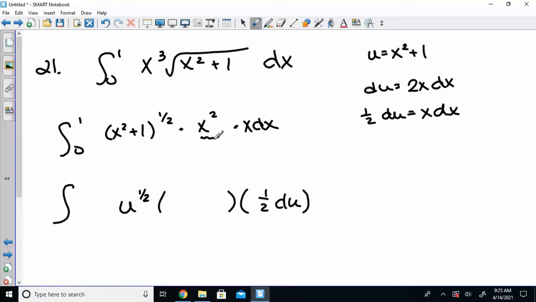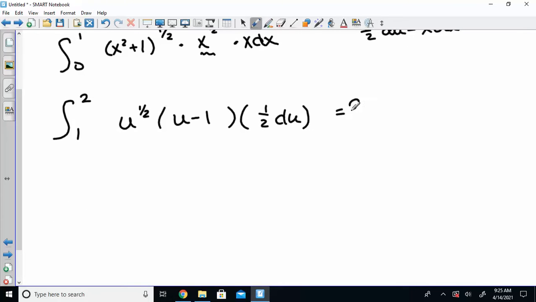What am I going to do about this x squared? Solve for it. That means u minus 1 is equal to x squared. If I change my limits, if I plug in a 0, 0 squared plus 1 is 1. If I plug in a 1, 1 squared plus 1 is 2. So this is the integral from 1 to 2. The 1/2 is just a coefficient, so if you'd like, you can pull that all the way out. If you distribute, u times u to the 1/2 is u to the 3/2 minus u to the 1/2 du.